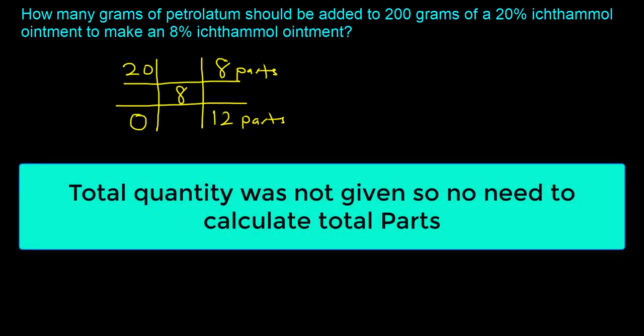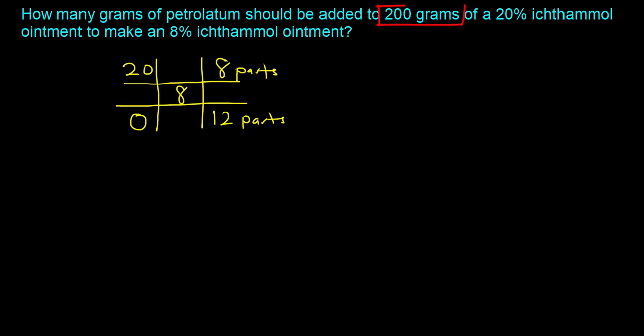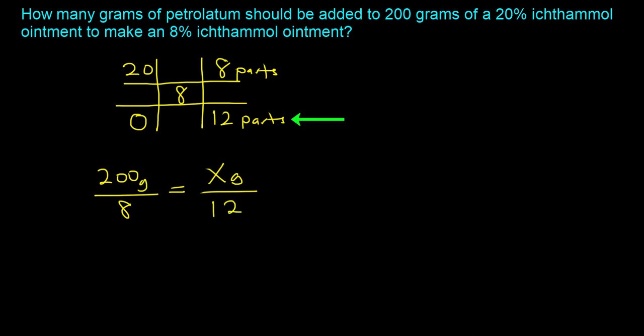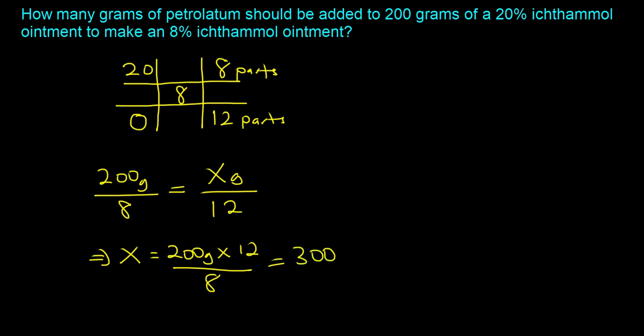And so what we'll do here is take the 200 grams of the 20% H-mol ointment, so 200 grams divided by the parts of the 20% H-mol ointment, so that's 8 parts, and set that equal to some quantity in grams divided by the parts of the petrolatum, which would be 12. So we go ahead and solve for x, which is our unknown. So x equals 200 grams times 12 divided by 8, and that is equal to 300 grams.